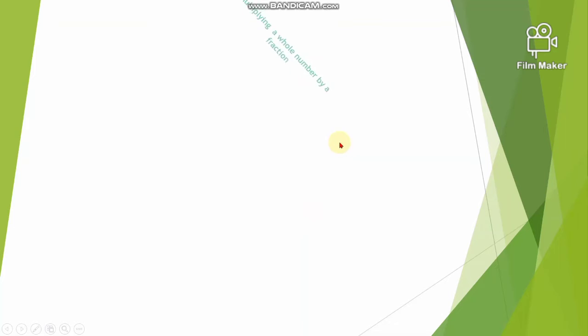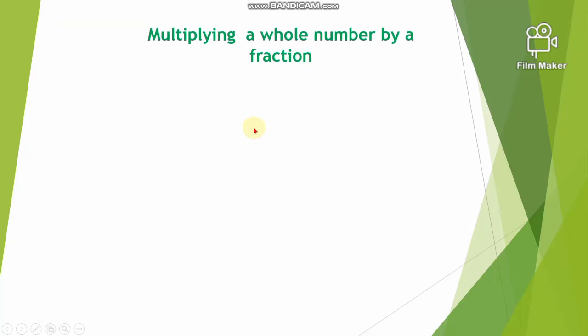Okay, now we will discuss how to multiply a whole number by a fraction. Here I took 3 as the whole number and 5 over 8 as the fraction. Here also you have to multiply the whole number by the numerator. So if you multiply the whole number by the numerator, it's 3 and 5. So the product of these two numbers is, yes, what? It is 15. 15 over 8 is our answer.